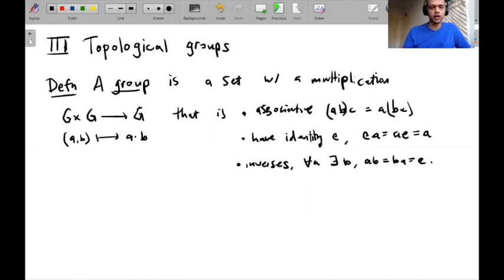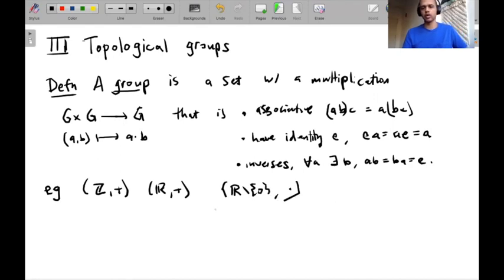Okay, so common examples you should be thinking of are like the integers under addition, the real numbers under addition, or the non-zero real numbers under multiplication. You have to remove 0, since otherwise there's no inverses here when you multiply. Right, so here the identity element is 0 in these first two, and in this example the identity is 1.